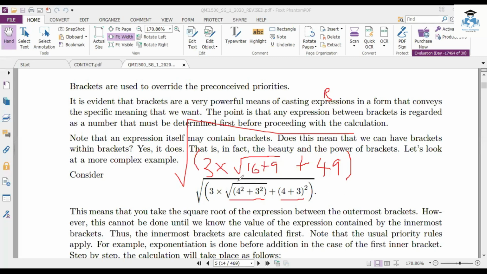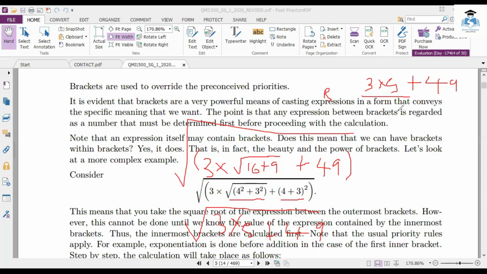Now you move on to this: 16 plus 9 is 25, root of 25, that's 5. So 3 times 5 plus 49. Okay. Now they are all inside this root. Now remember, we have this expression 3 times 5 plus 49. We use our left to right.